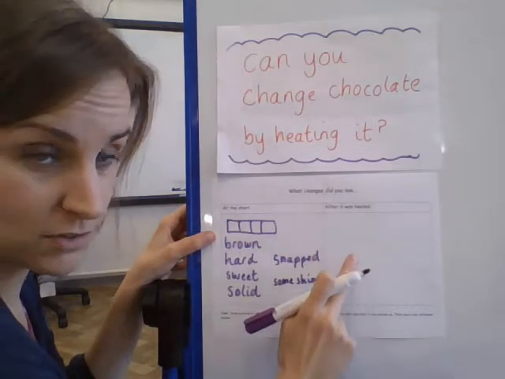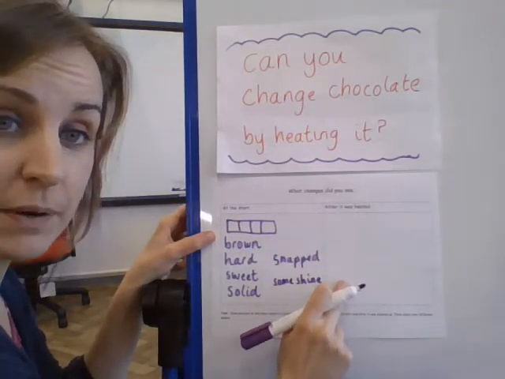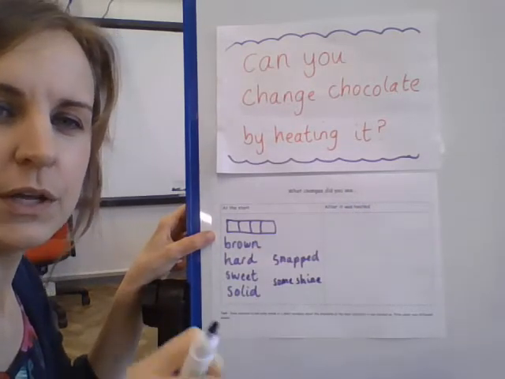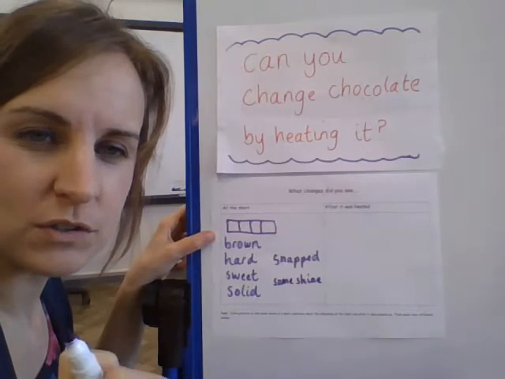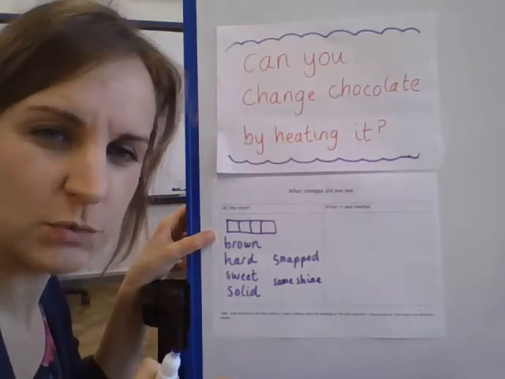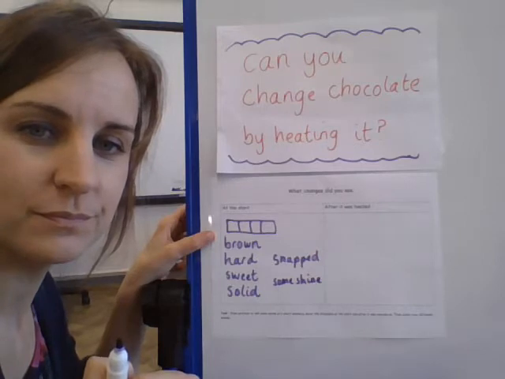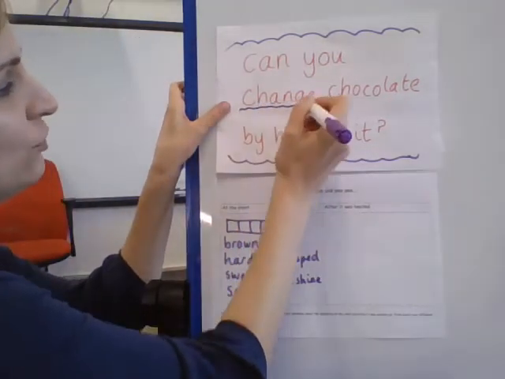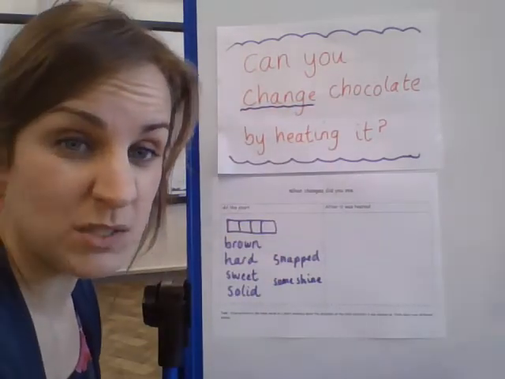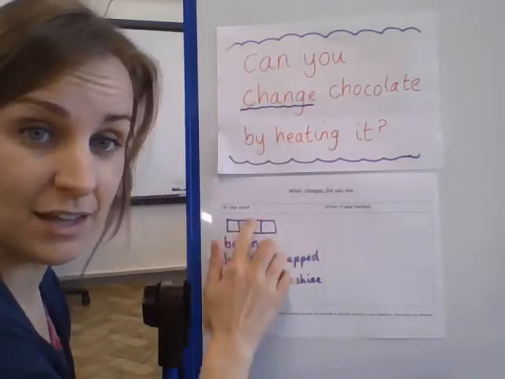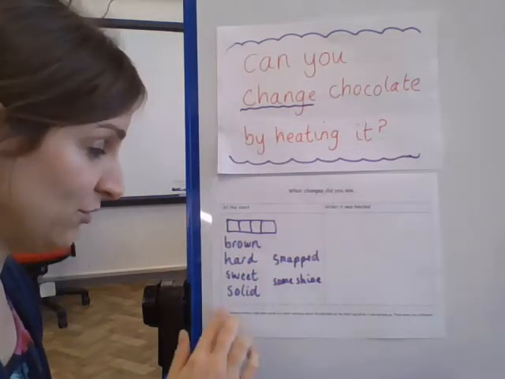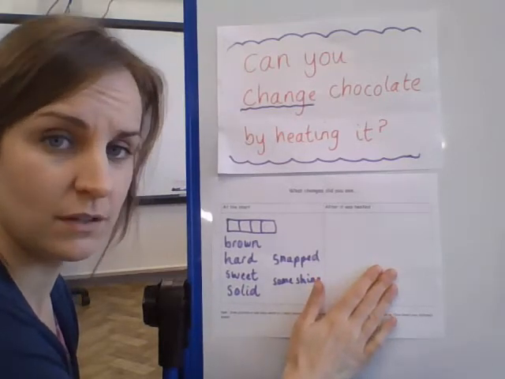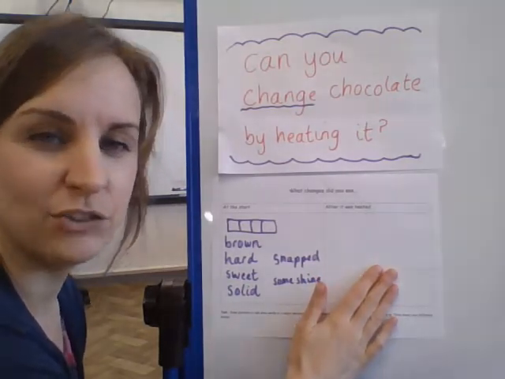And then I've got another box next to it, which I'm going to fill in once I've done the experiment. It says after it was heated. Now, can you pause the video? Can you remember what is our science question? What is our question about chocolate today? What are we going to try and find out? Well done. We want to know if you can change chocolate by heating it. So when we do our experiment, we're going to see if any of these things have changed. Because if it has changed and some of these things don't apply once we've heated it, well, then we know that yes, by heating the chocolate, we have brought about a change.